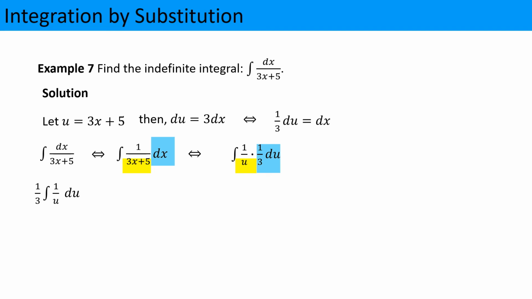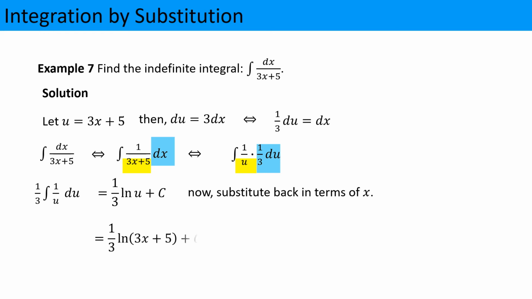We know how to integrate 1/u. That gives us ln of u. So we have 1/3 ln of u. Don't forget the plus c. And also remember to substitute back in terms of x. So where u was, we'll replace that with 3x plus 5. And we get 1/3 times the ln of 3x plus 5 plus c.